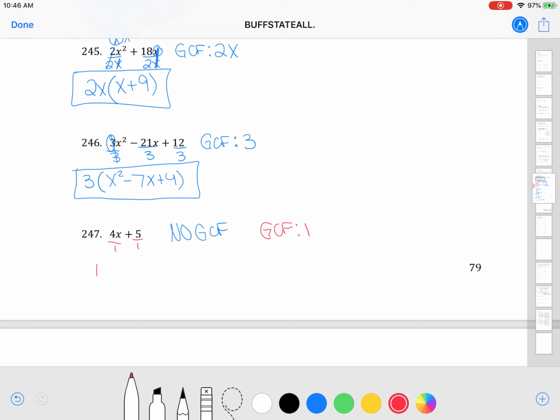If I divide each of these by 1, I could put that 1 out in front, but anything divided by 1 gets you exactly what you started with. That does not count as the GCF method. Taking out a 1 never qualifies. So when I write out no GCF, I mean there is no significant GCF that'll affect this. This answer is actually just 4x plus 5. You're not going to use a GCF of 1. That's all you really need to know about the GCF type of factoring.